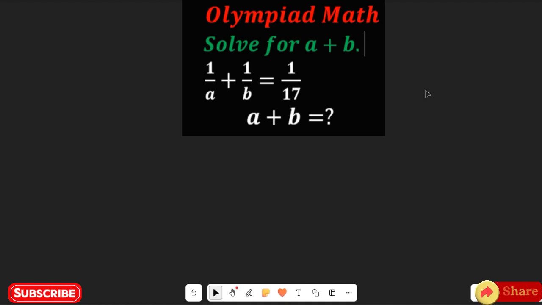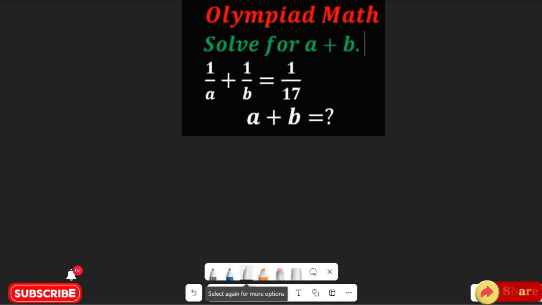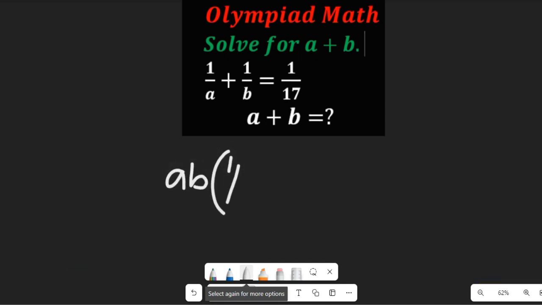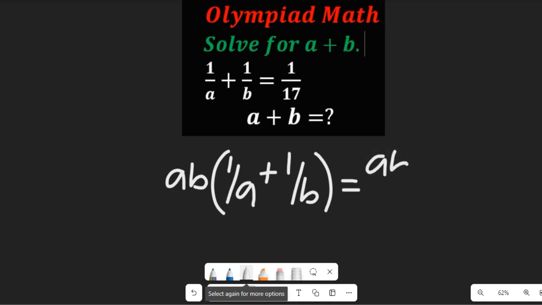Now, we are going to look for the lowest common multiple of 1 divided by a plus 1 divided by b, and that will give us ab. So what I will simply do is multiply both sides by ab. So I'll have ab multiplying 1 divided by a plus 1 divided by b, and this will be equal to ab multiplying 1 divided by 17. That will give me ab divided by 17.